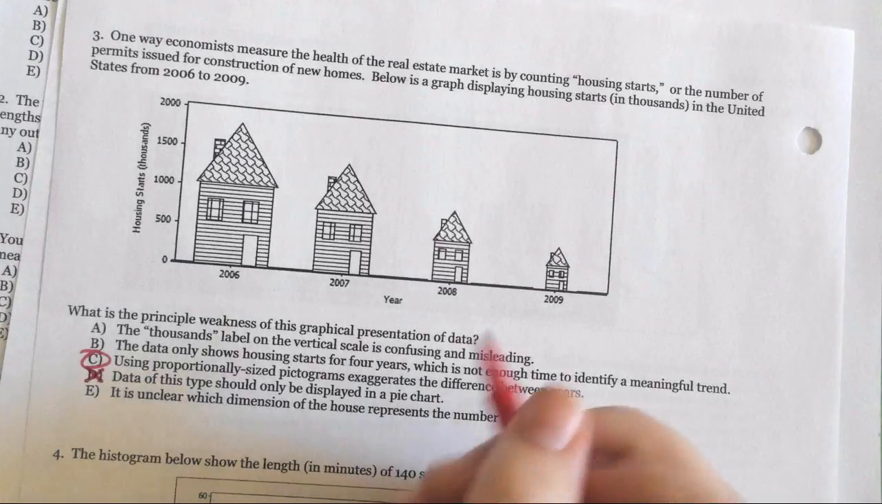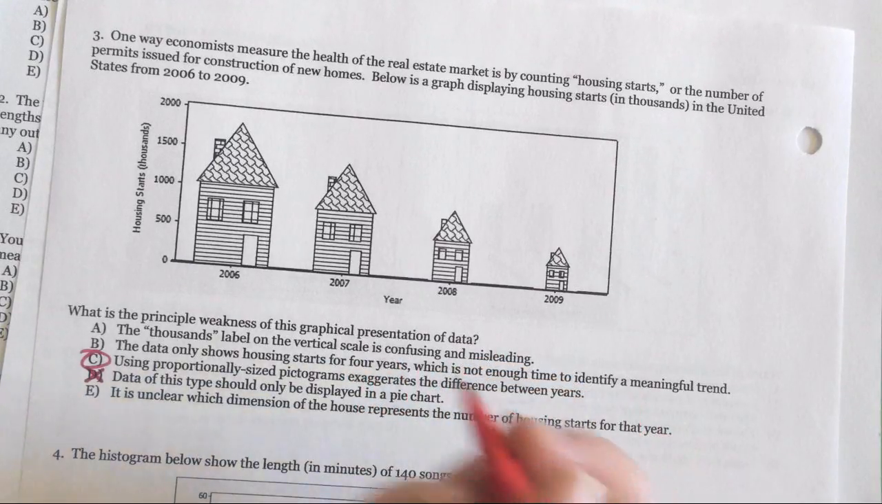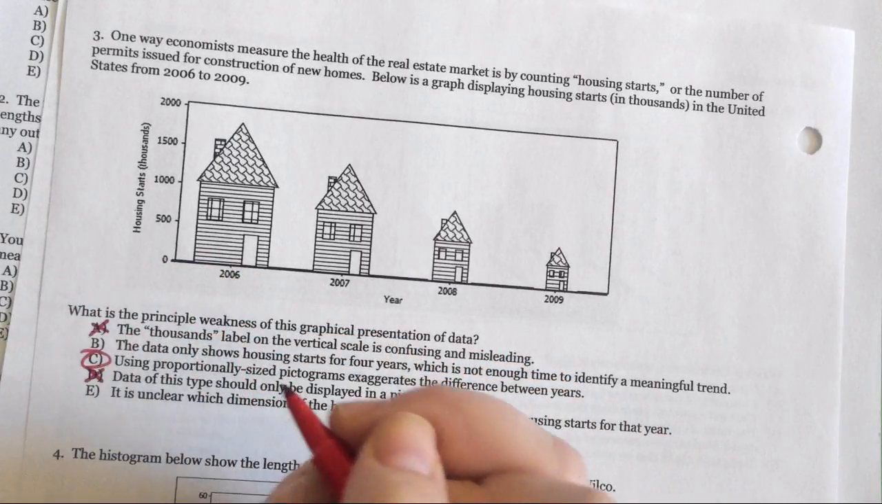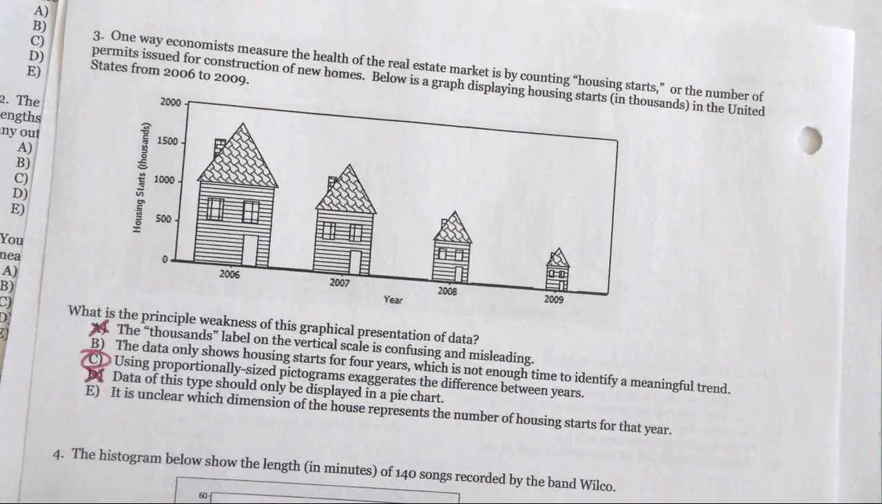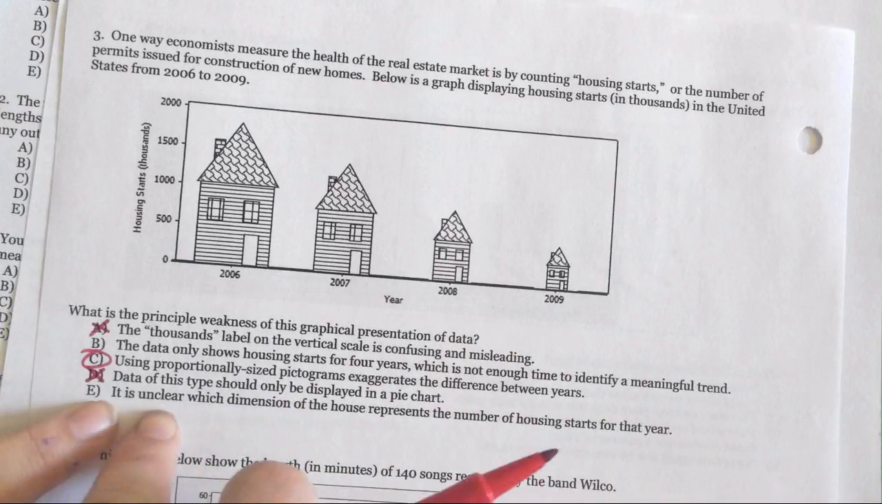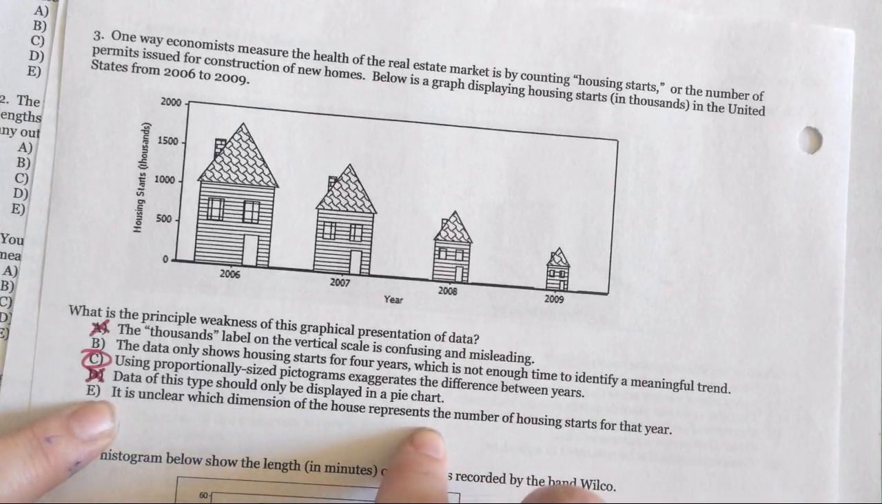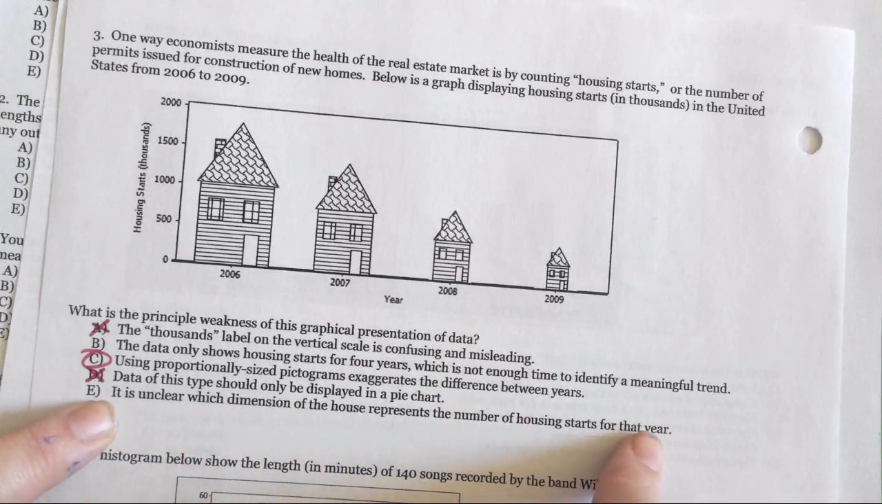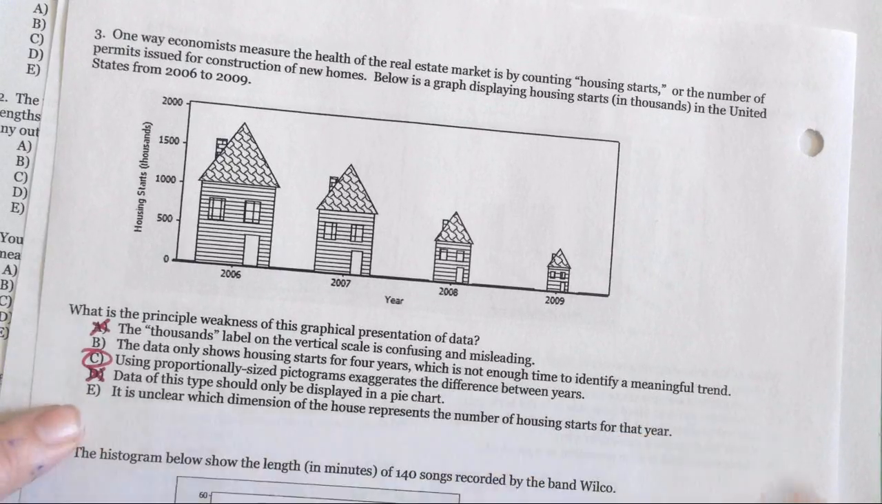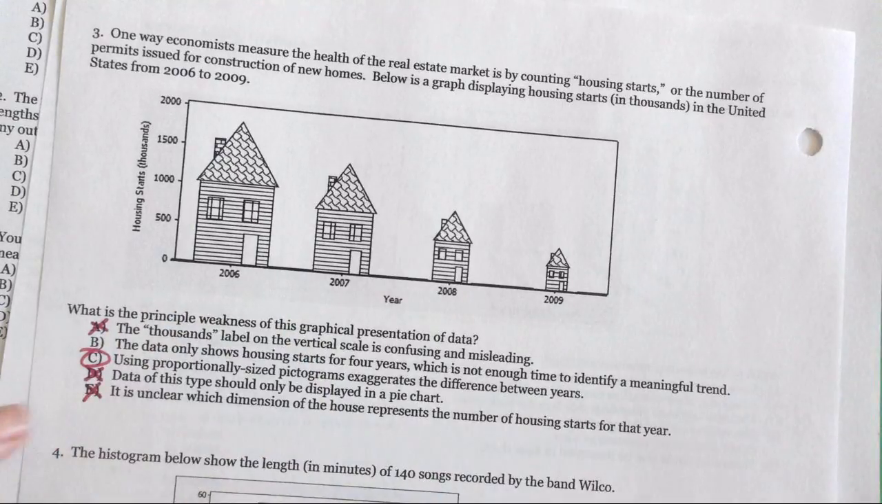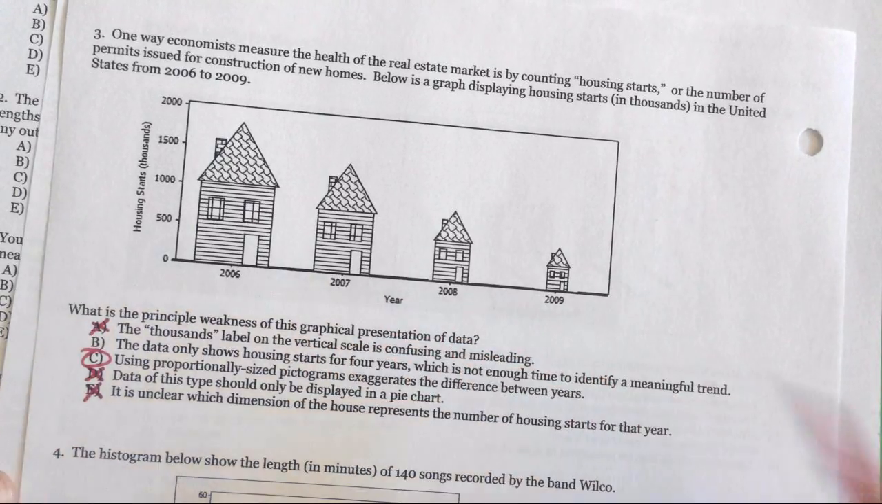I don't think the label on the vertical scale is confusing and misleading. It could be if they did different gaps, but they did it straightforward, so I don't see how it's that one. And then I'm down to B, C, and E. E says it is unclear which dimension of the house represents the number of housing starts for that year. It clearly says housing starts on the Y-axis, so it's definitely not E, because they say which housing starts it is.